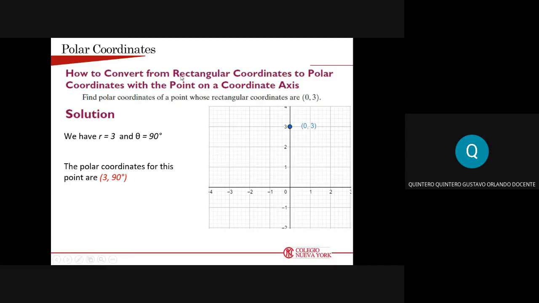That is the easiest: how to find polar coordinates when the point is in an axis. Look at this. The point is not in quadrant 1 or quadrant 2. This point is exactly in the middle between quadrant 1 and quadrant 2. So the point is in an axis. When the points are in an axis, the exercise is pretty simple.